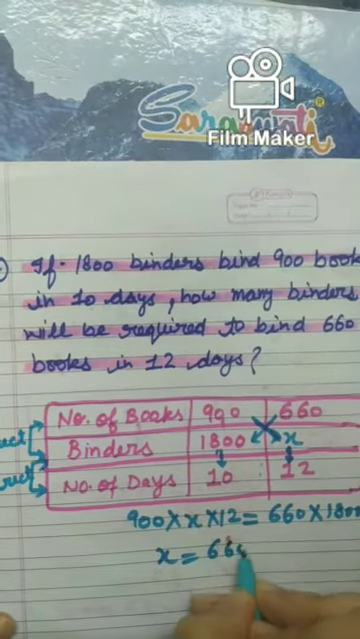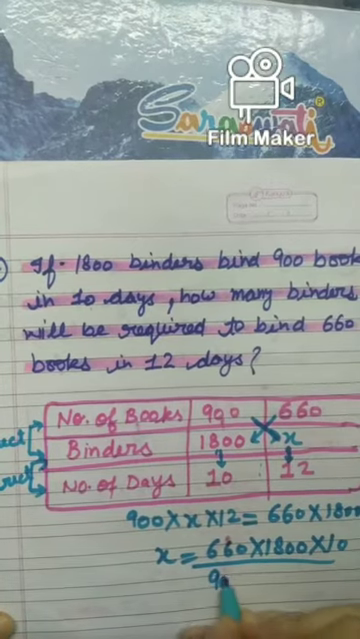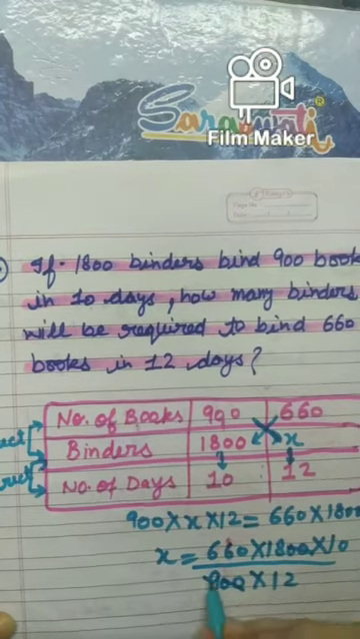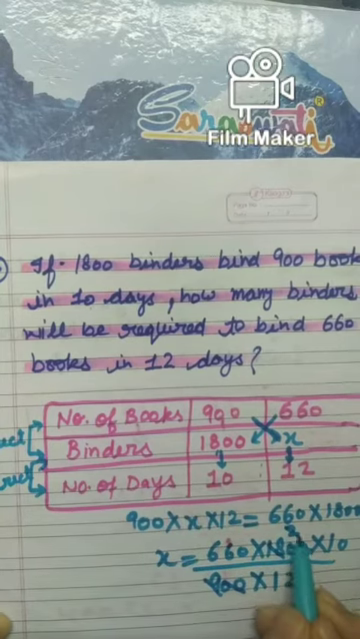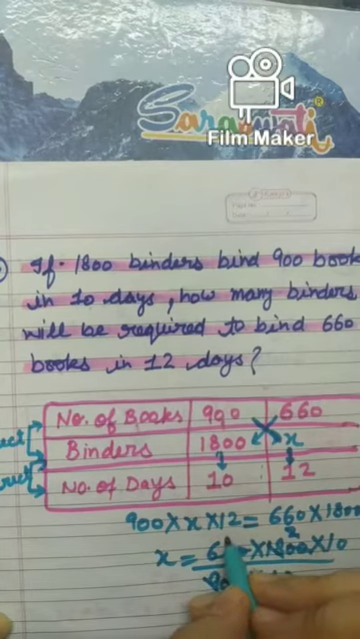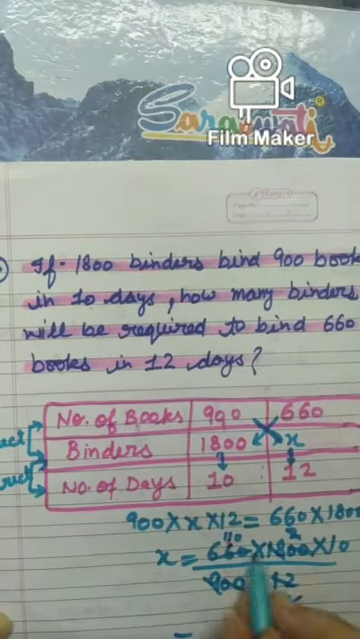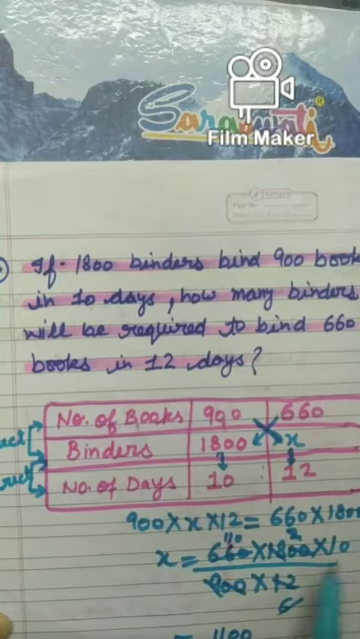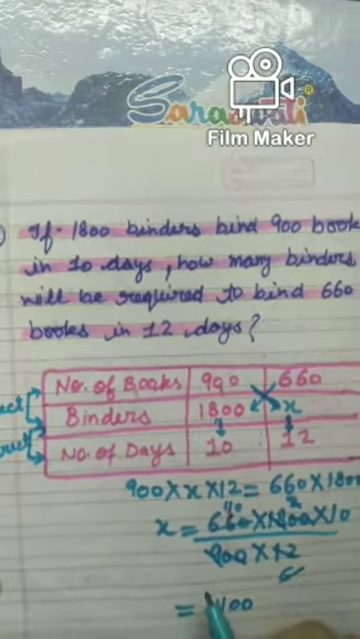So beta, this 660 into 1800 into 10 upon this 900 will come in the denominator into 12. These two zeros will be cancelled, right? 9 2s are 18, right? And after that, 2 6s are 12, and this 6 will be cancelled with the 6 in 660. So 110 into 10. So 1100 binders will bind the 660 books in 12 days. I hope it is clear to everyone.